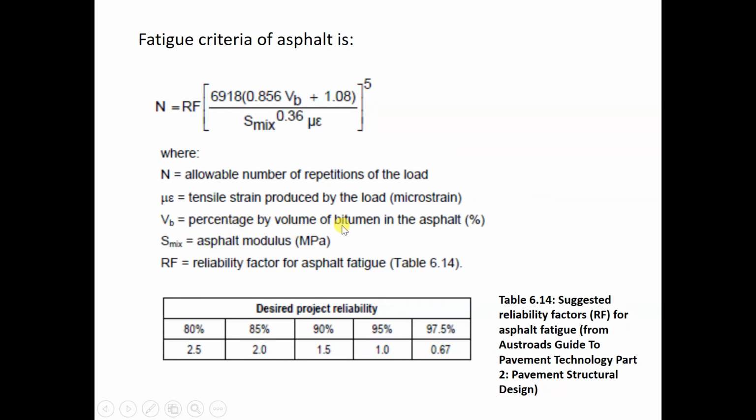VP is the percentage volume of bitumen in the asphalt. S mix is the asphalt modulus. RF is the reliability factor for asphalt. So if you want to be less reliable, the value becomes bigger, so your allowable becomes bigger. If you want to be more reliable, then your number is smaller, so N will be smaller. So this is the expression for the asphalt.